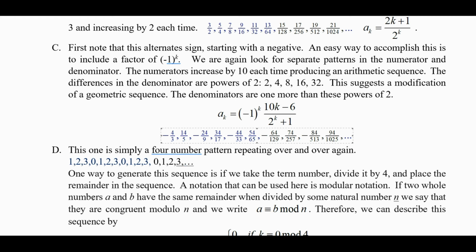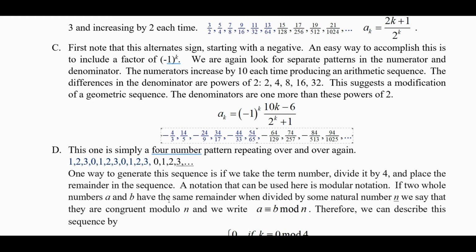One way to generate this sequence is if we take the term number, divide it by 4, and put the remainder in there. 1 divided by 4 is 0, remainder 1, and so forth. 2 divided by 4 gives you a remainder of 2. 3 divided by 4 gives you a remainder of 3. 4 divided by 4 gives you a remainder of 0. 5 divided by 4 gives you 1, remainder 1. 1's the remainder, and so forth.